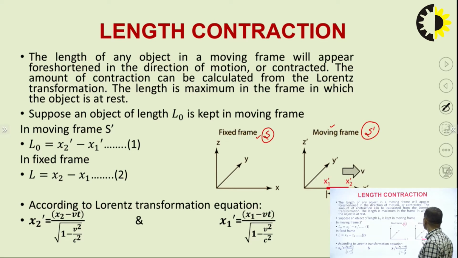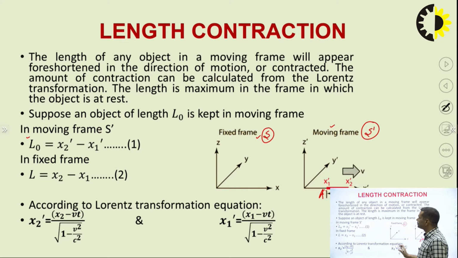To find out the amount of the contracted length of this object, initially we have considered this object in the moving frame. Suppose this is object AB, with end points A and B, and the coordinates with respect to the moving frame, that means for the observer in the moving frame, are x1 prime and x2 prime, and the length of this object is L0. So with respect to the moving frame, L0 will be x2 prime minus x1 prime. This is equation 1.